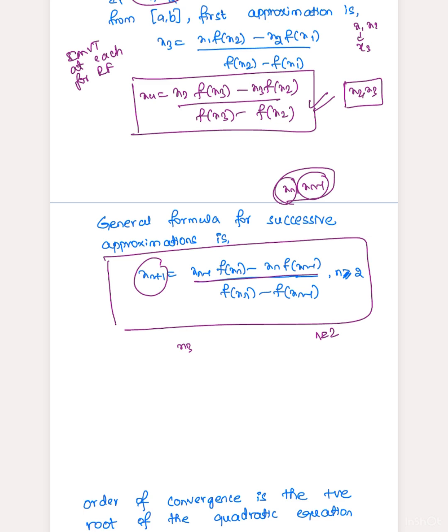Here also we will stop at that iteration where the consecutive roots are very close. Suppose an error bound is mentioned, and the difference between the two consecutive roots xn minus 1 and xn is very small, within the error bound, then we have to stop at that step. So we stop at the nth step.